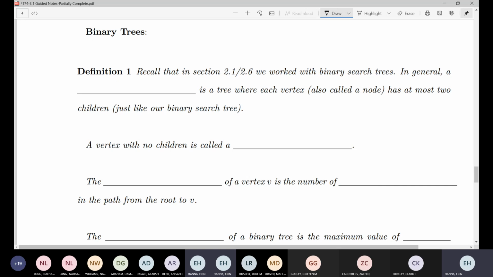Last thing in this section is going back to binary trees a little bit. Of course, we just talked about that the other day. That was on your warm-up.